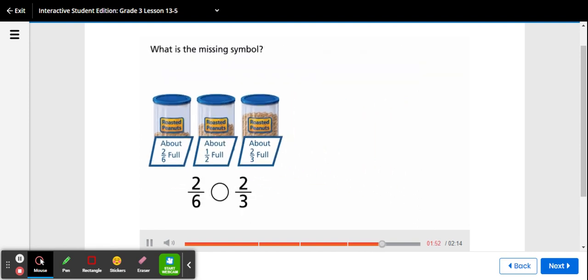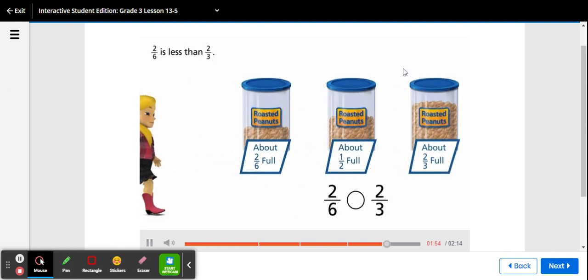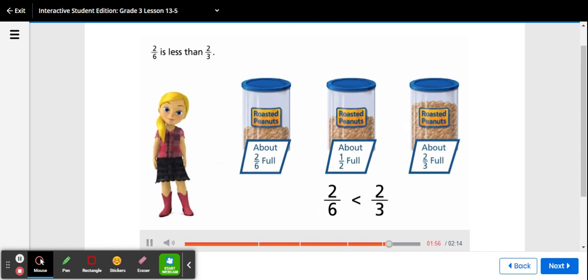What is the missing symbol? Select your answer. So we've already said a few different times that 2/6 would be two smaller pieces than having 2 of the thirds, which means that 2/6 is less than 2/3. So we need to find our less than symbol. 2/6 is less than 2/3.